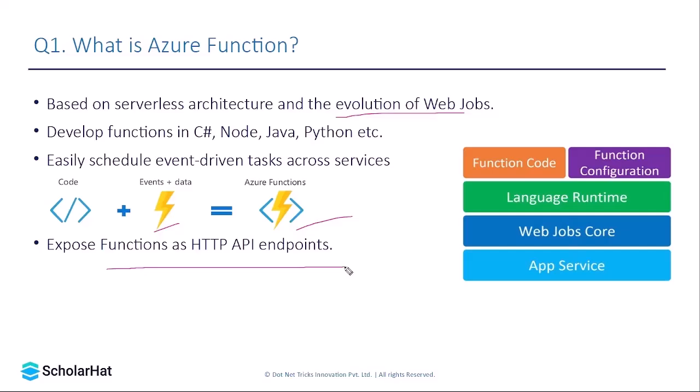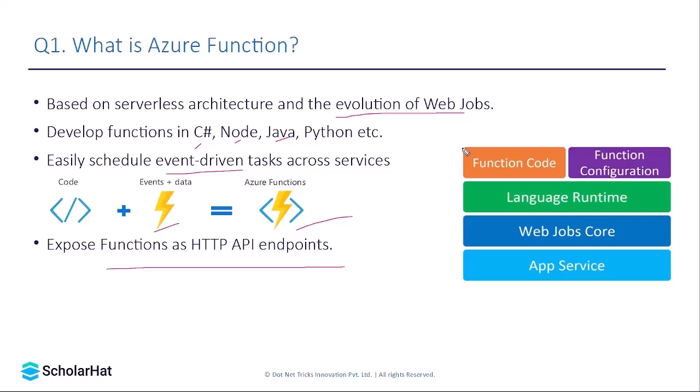We can develop Azure Functions in multiple languages, let's say C#, Node, Java, Python. It totally depends upon your command of that particular language. And an Azure Function is an event-driven task. When we say event-driven, it could be triggered automatically based on a timer, based on a storage account, or based on a service bus. We will understand this in detail in the upcoming slide. The thing is that there is no need to call an Azure Function. It can be triggered automatically, and that's why it is called event-driven across multiple Azure services.